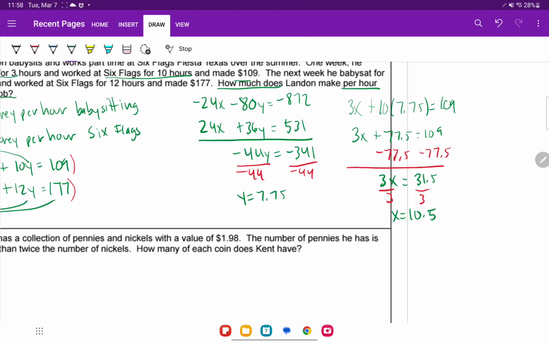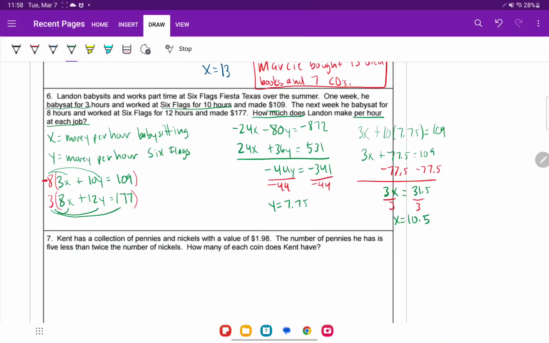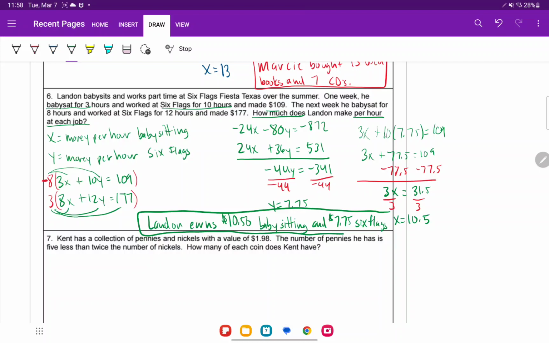So what does this mean in terms of a sentence? It means that, for babysitting, so what's his name? Landon earns $10.50 babysitting per hour and $7.75 for Six Flags. And again, that's per hour. I just am running out of space here. So that's how much Landon is making per hour.